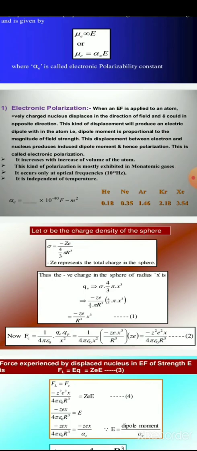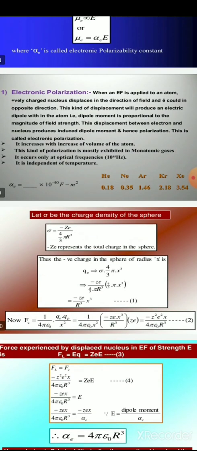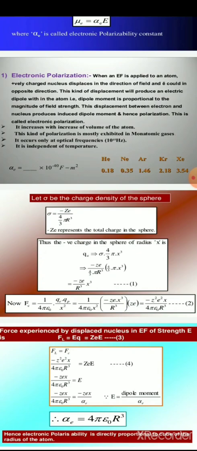Next, let us assume sigma is the charge density of the sphere. Sigma equals minus Ze by 4 by 3 pi r cube, for the sphere we are taking here. Minus Ze represents the total charge in the sphere, the negative charge. Thus the negative charge in the sphere of radius x is Qe equals sigma into 4 by 3 pi x cube. Placing the sigma value here, minus Ze by 4 by 3 pi r cube, into 4 by 3 pi x cube. After solving this, we get minus Ze by r cube, x cube.